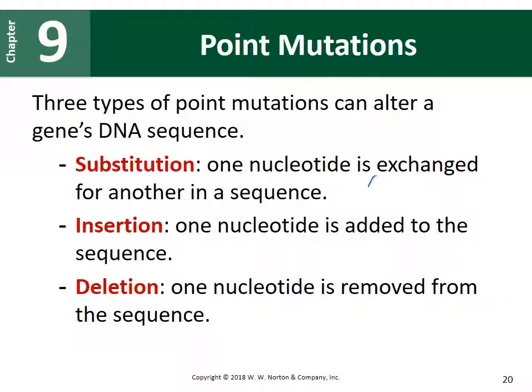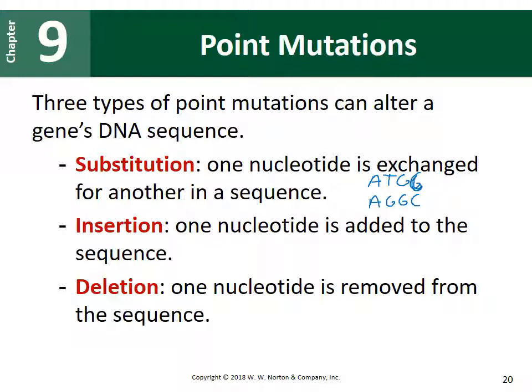So an example, if we have A, T, G, C, and we end up with A, G, G, C. Sorry, that's supposed to be a C right there. This is an example of a substitution. So instead of a T, there is a G put in place. So one nucleotide is exchanged for another.